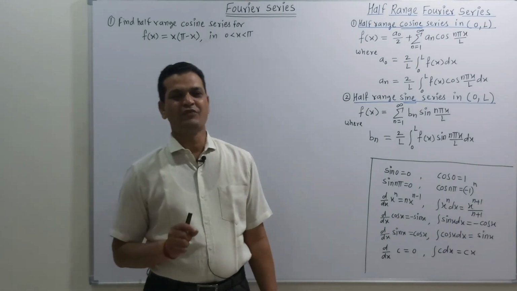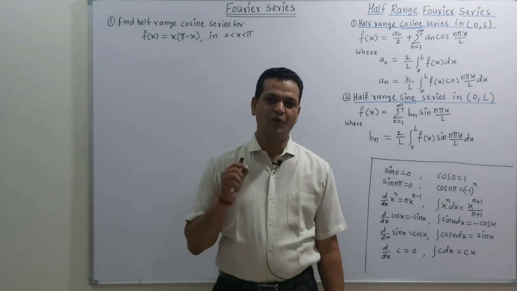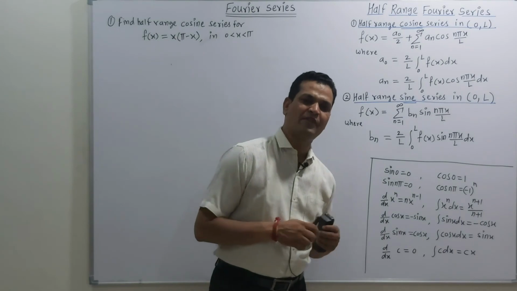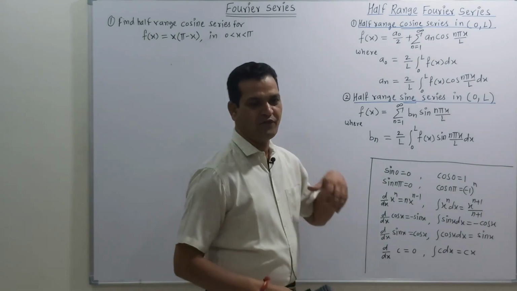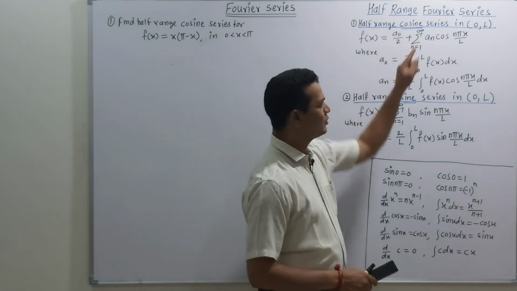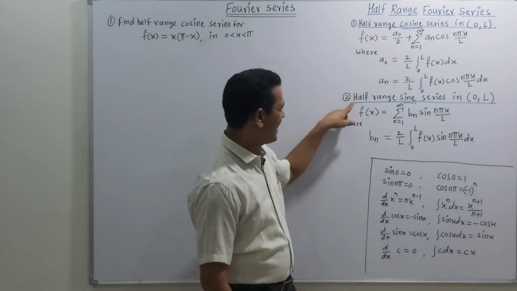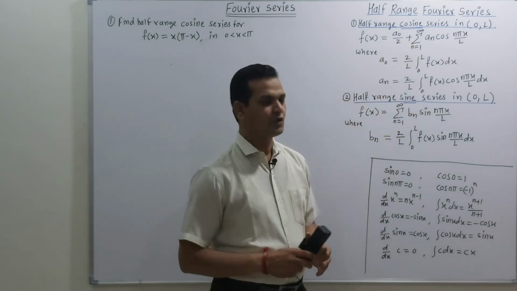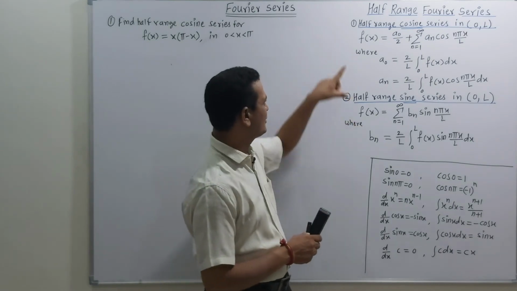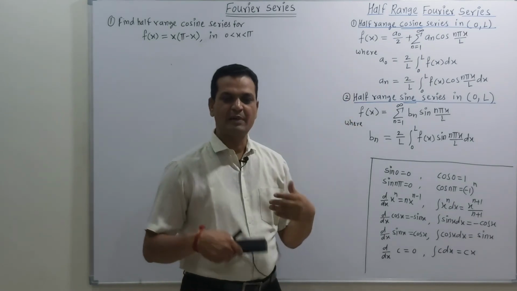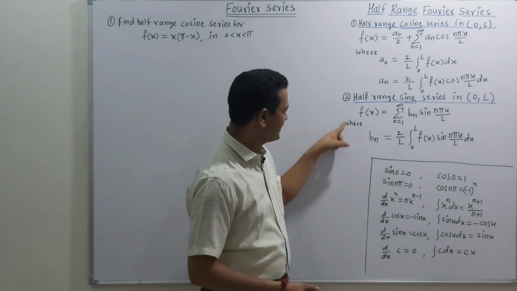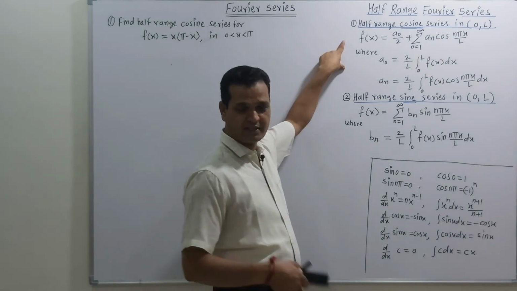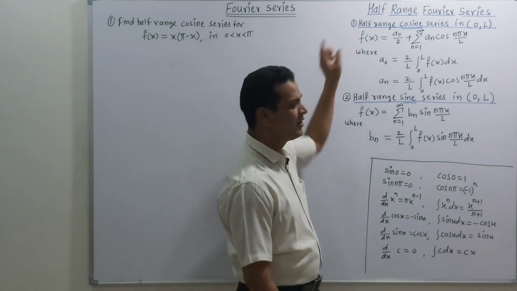Friends, in this video lecture we are going to focus on how to find the half range Fourier series. There are two types of half range Fourier series. The first type is called the half range cosine series, and the second type is called the half range sine series. So this is the cosine series and this is the sine series. Now in this video lecture, our focus is on the half range cosine series. We are preparing one more video where we discuss the second case, the half range sine series. In this video lecture, we are going to discuss only the examples related to this first case.